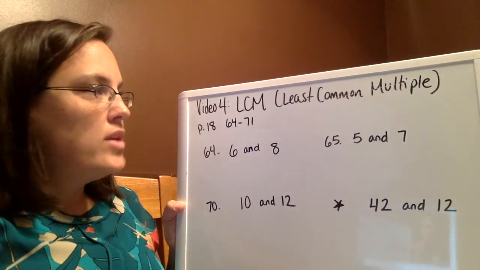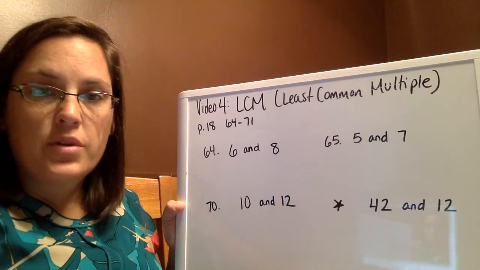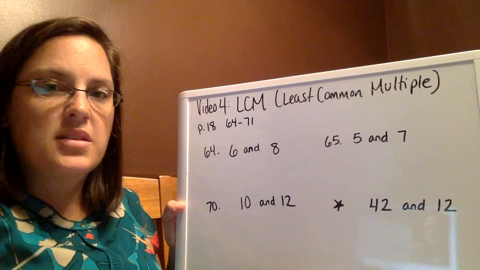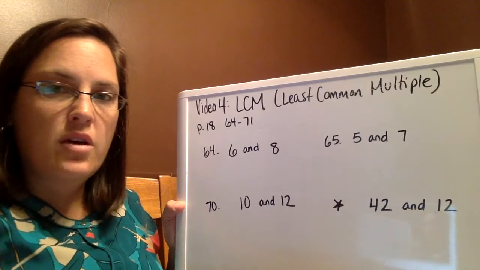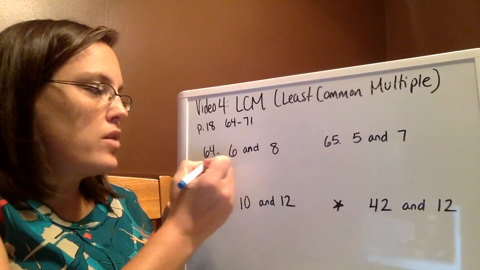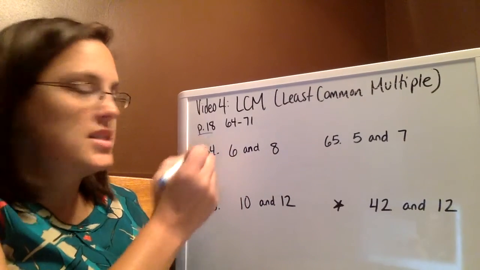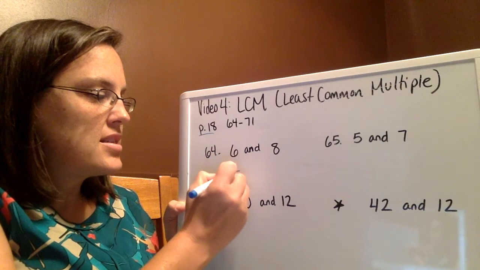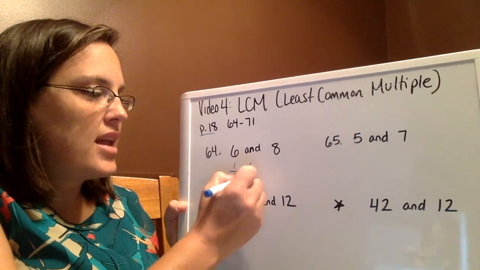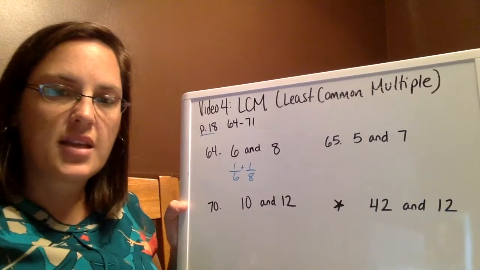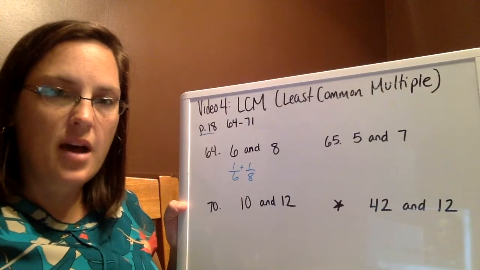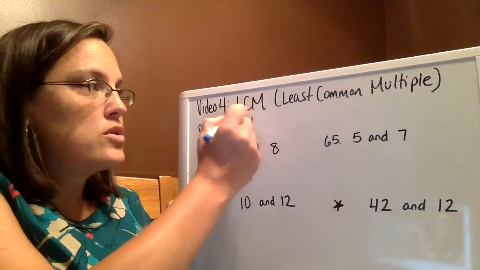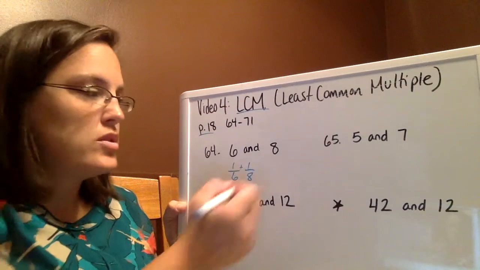So one strategy for doing the least common multiple is just to do the problems mentally, and I think you can do that here on the first few problems. So for number 64 on page 18, if I had the fractions 1/6 and 1/8 and I wanted to add those fractions together, I would need to find the common denominator, which is also known as the least common multiple.